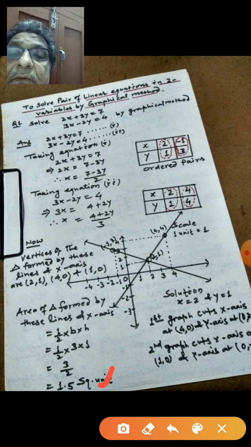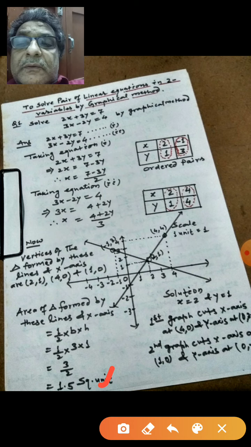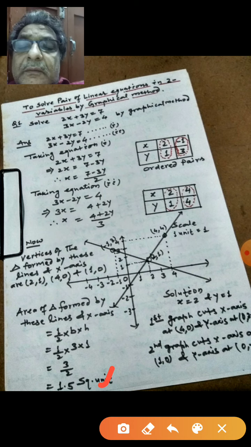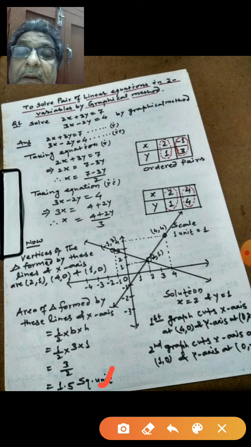So in this way, students, you can solve any question related to the graphical method, either to get the solution, to write where the graphs meet the x-axis and y-axis, as well as to write the coordinates of the vertices of the triangle obtained, and to find the area of the triangle obtained.